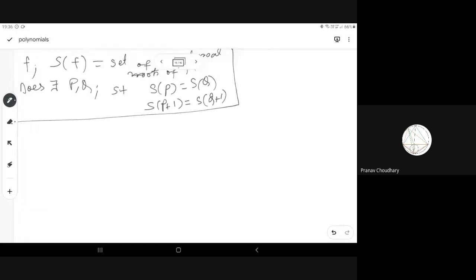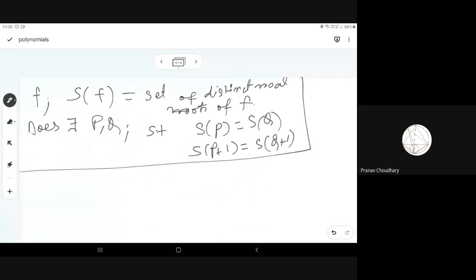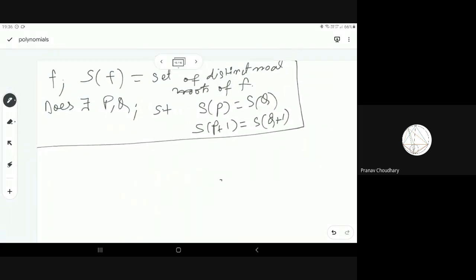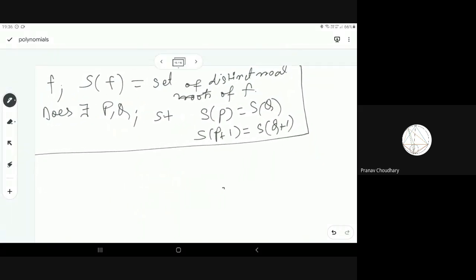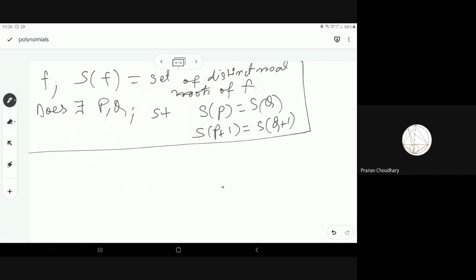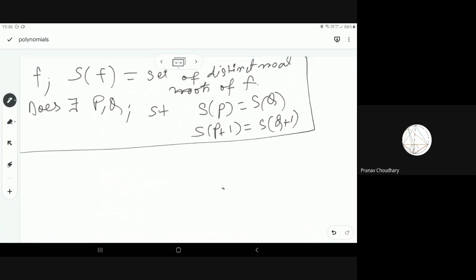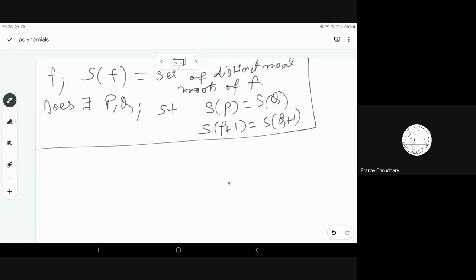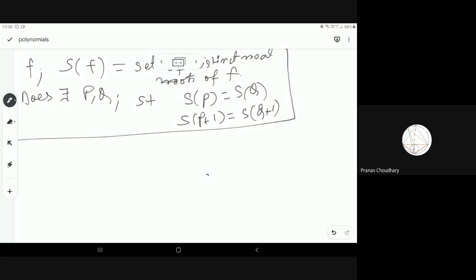Basically it's telling you that S of f denotes the set of the distinct real roots of f, right? So the question is, does there exist two polynomials p and q such that S of p equals S of q and S of p plus 1 equals S of q plus 1? Actually, the answer to this question is no, right? And we will do this now.